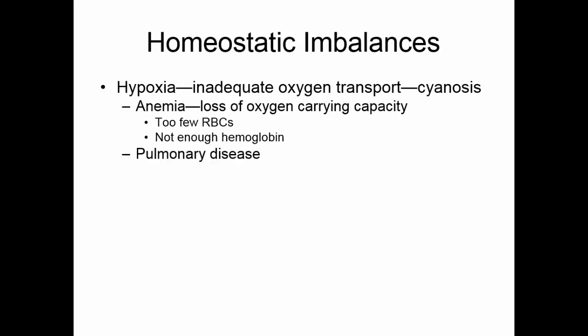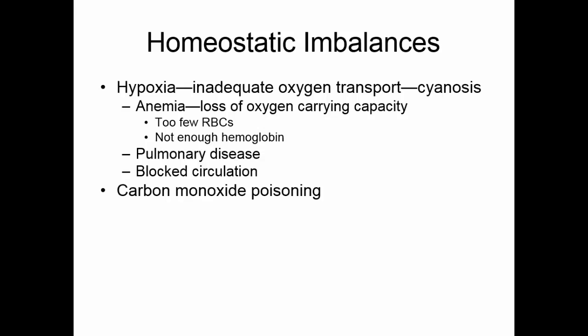Another cause of hypoxia is pulmonary disease. If there is some problem getting oxygen into the blood, then there won't be oxygen in the blood to carry to the tissues. And third, you can have blocked circulation. You may have oxygenated blood, but if the blood can't get to the tissue because of a clot or some other blockage, then the tissues will starve for oxygen.